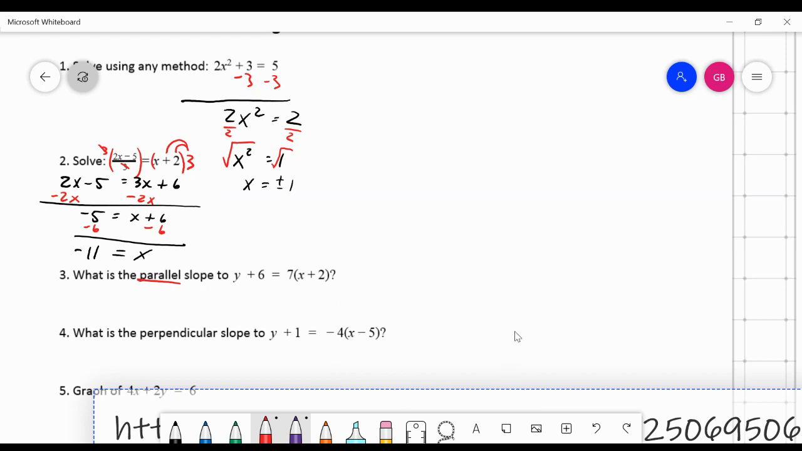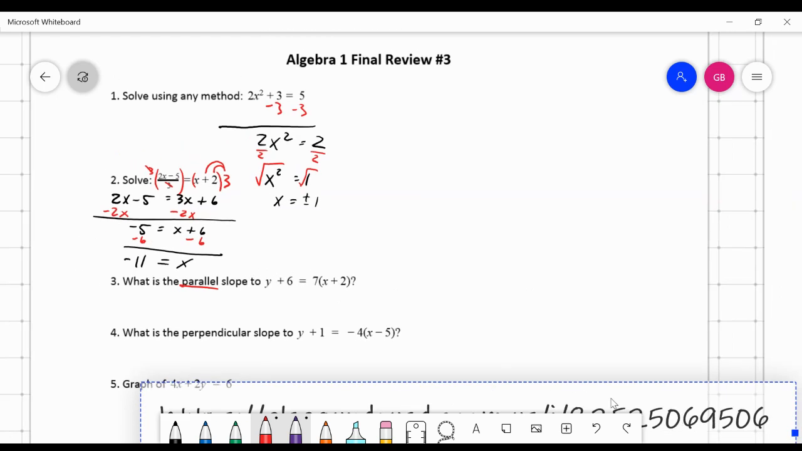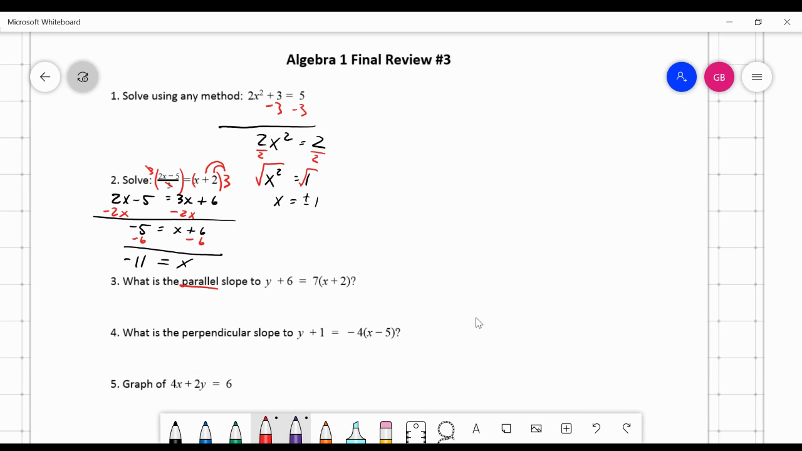I don't know where this came from. There you go.